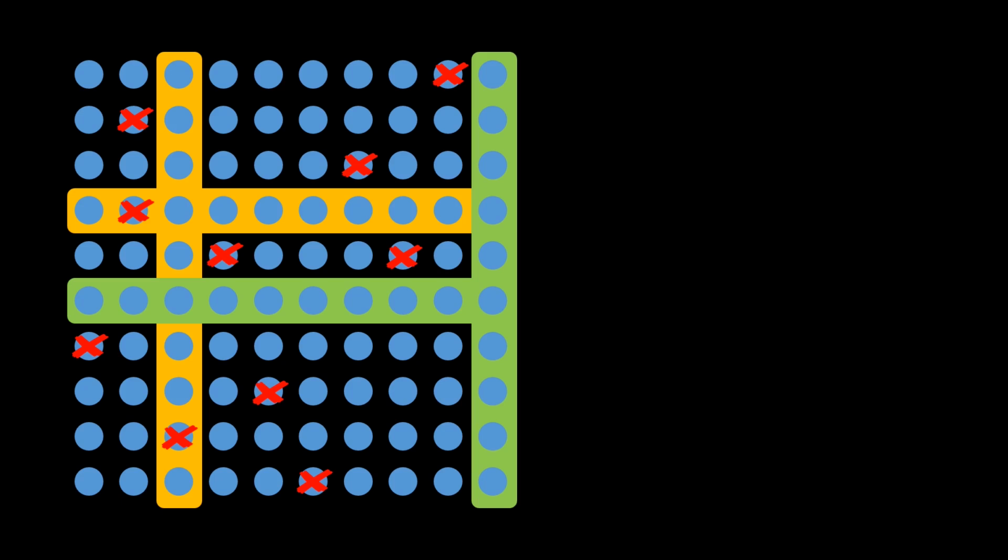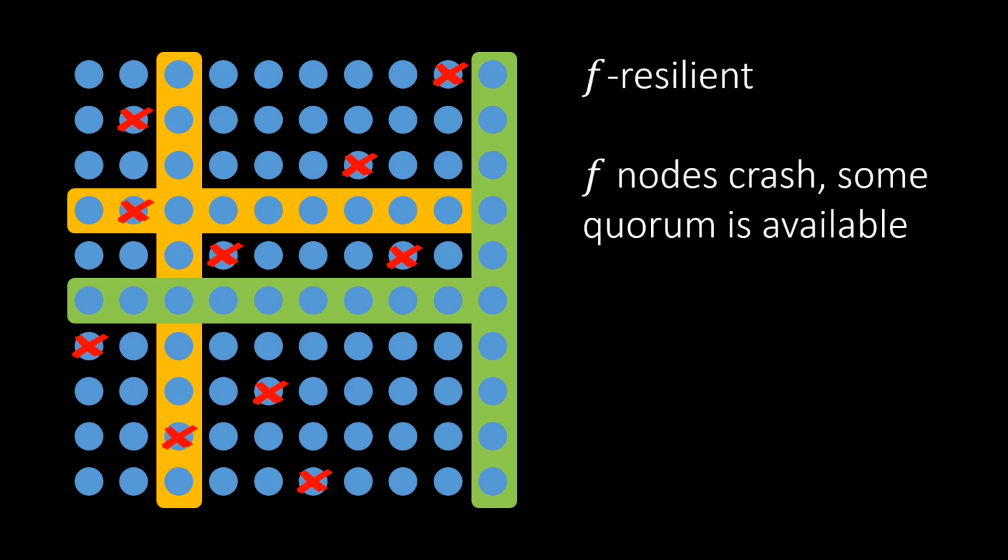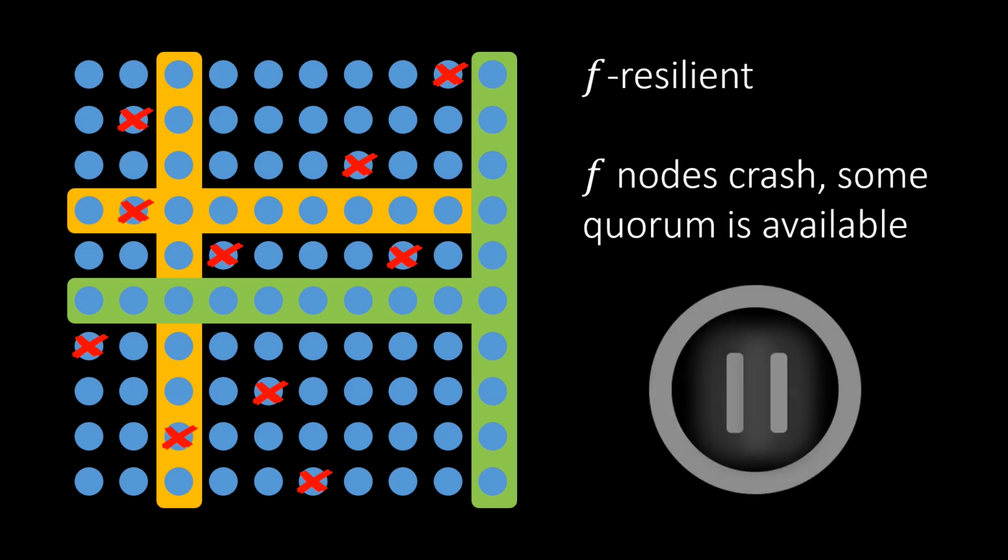The fault tolerance of a quorum system can be measured by its resilience. We call a quorum system F-resilient if at least one quorum is unharmed after crashing F nodes. However, a quorum must still be available no matter which F nodes crash. If you place the 10 crashes more strategically, can you kill all possible quorums in this grid quorum system? Please pause the video and try to crash 10 nodes such that all possible quorums are gone.